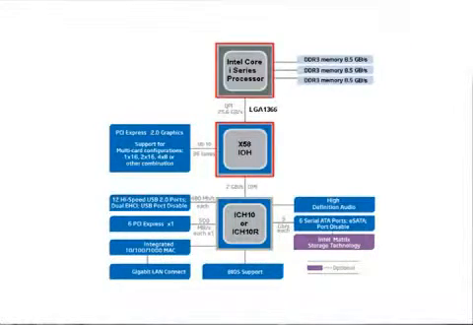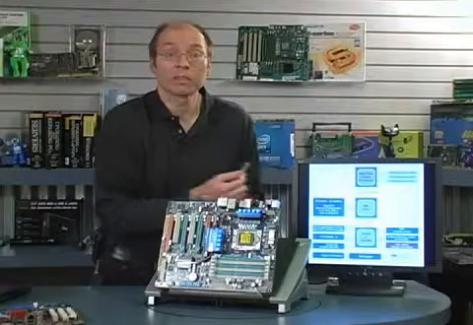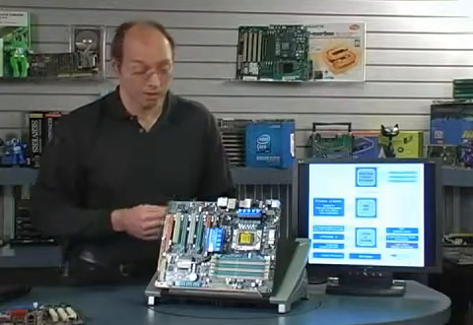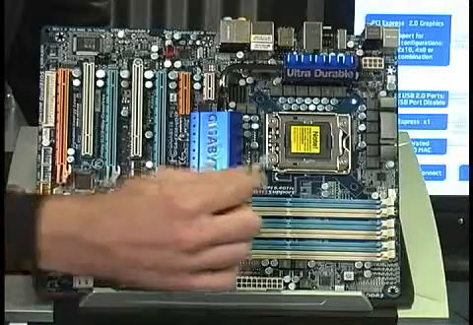Now, this Northbridge to processor connection is called QPI from Intel. That's Quick Path Interconnect. And that supports a very high-performance bandwidth of over 25 gigabytes per second transfer rate. So that's an extremely high-performance connection between this Northbridge and the processor.